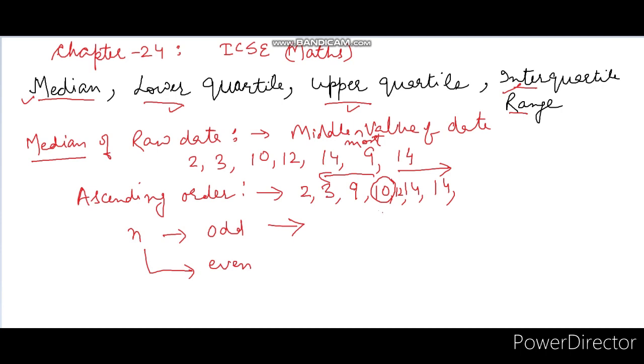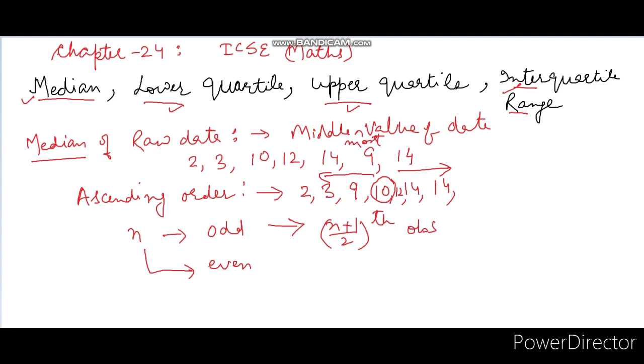Now if the number of observations is more, then you can apply the formula. In that case, for n odd, the median is the (n plus 1) by 2th observation. This is the formula, n plus 1 upon 2th observation. It means we put the value of n, and whatever number comes, that numbered observation in the data will be the answer for the median.